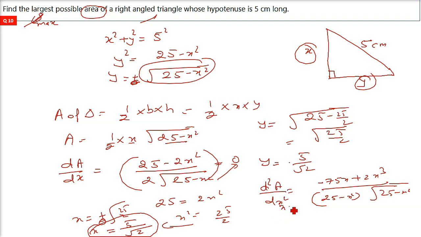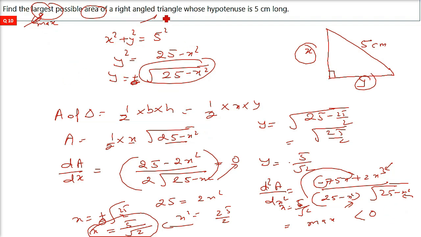This is the whole double differentiation which you will get. And we need to check it when x is equal to 5 by under root 2. When x is equal to 5 by under root 2, this is going to get us less than 0. You can try putting the value as 5 by root 2, and you will get a value which is less than 0. Less than 0 value indicates that we are talking about the maximum, which is the largest possible area in the context of this question. So that is how we got the value. We also indicated that it is going to be less than 0.